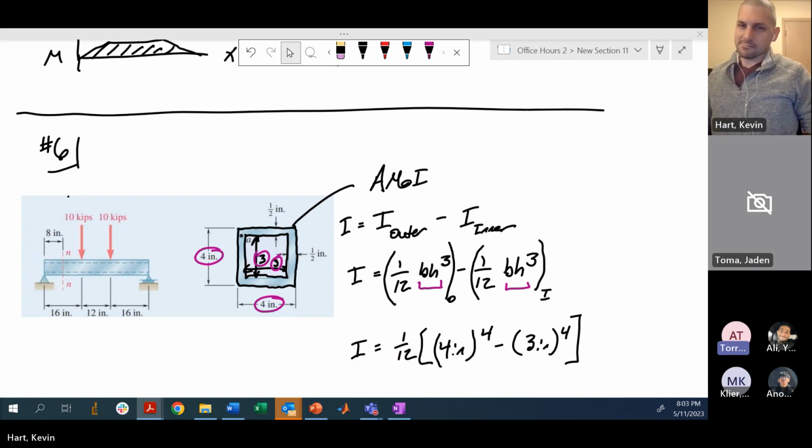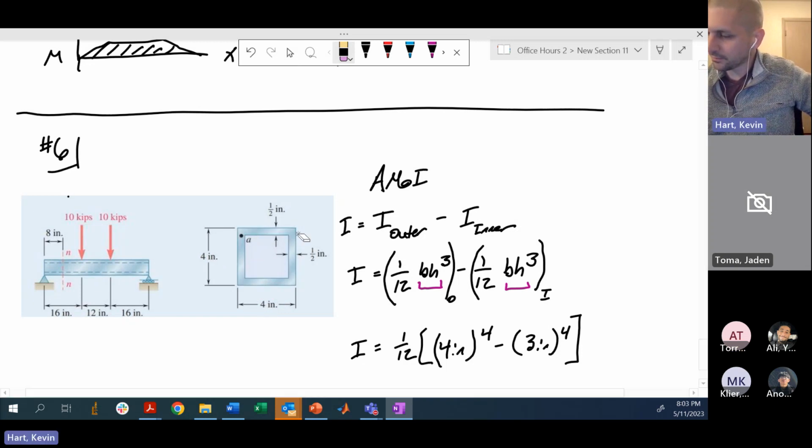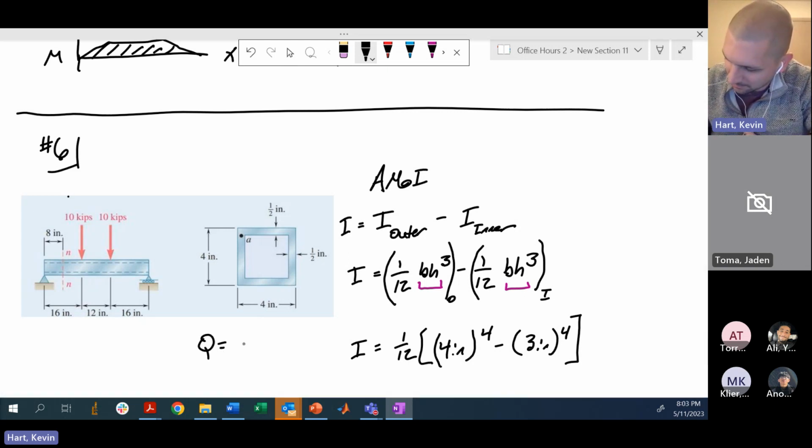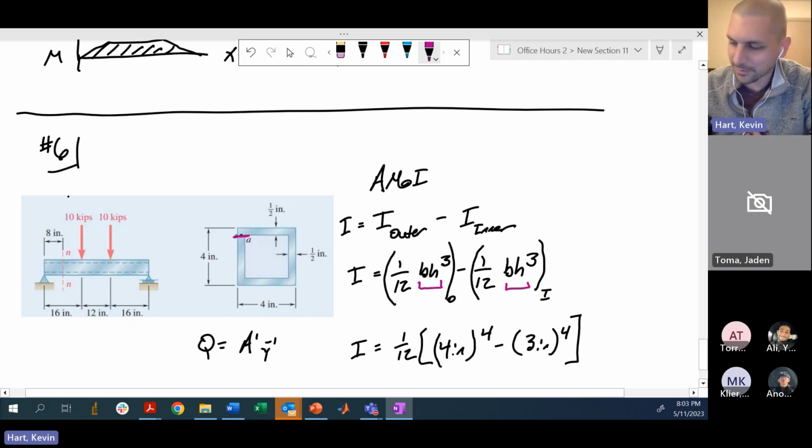I also have a quick question on number 6. For the thickness, you used 1 inch. Is that because there's a 1/2 inch on either side? Correct. Okay. So you're interested in the max shear at A. That's basically what you're calculating for this problem. So when it comes to that, you'll need to find Q, which is A prime, Y bar prime, right? So at point A, you're right at this portion of the box beam, right?